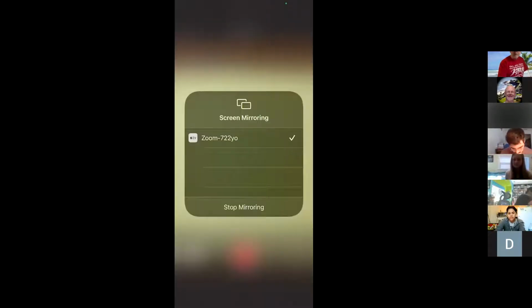Let me get the Bluetooth going here. Suppose I should have practiced this again. I was thinking I knew what I was doing, but maybe not. Okay. Oops.